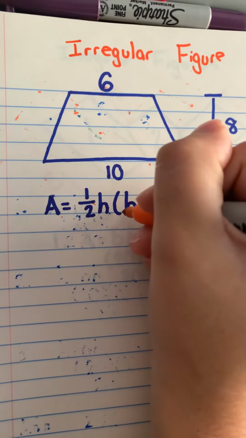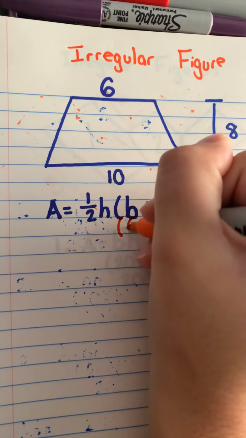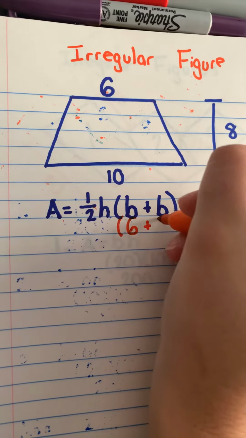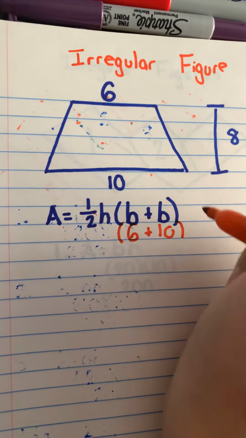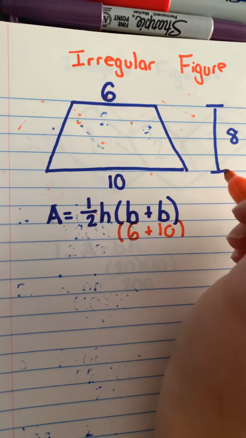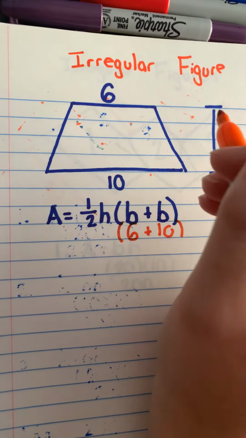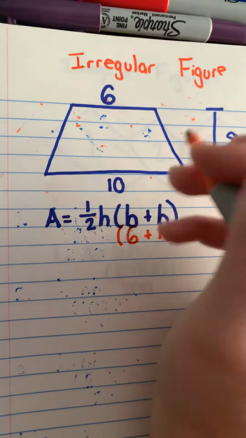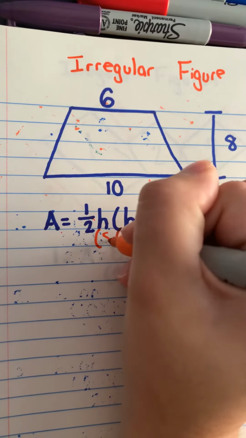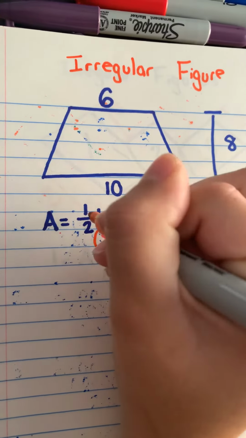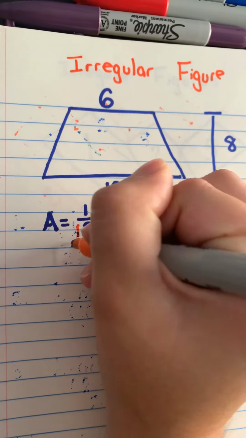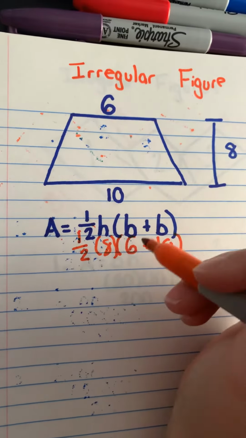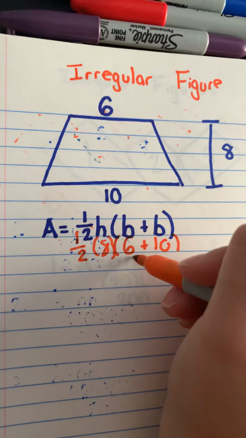So what I'm going to do, I'm going to start filling it in. I know one base is 6, one base is 10. My height, of course, the only number they give me is my 8. Remember, height is always straight up and down. Never the diagonal, straight up and down. So I know my height is going to be 8, and very important that you remember to bring down the 1/2. So we're going to follow our PEMDAS, which means we're going to work with the parentheses first.